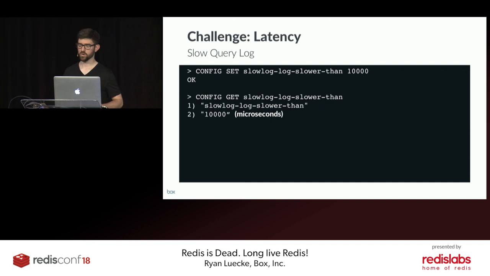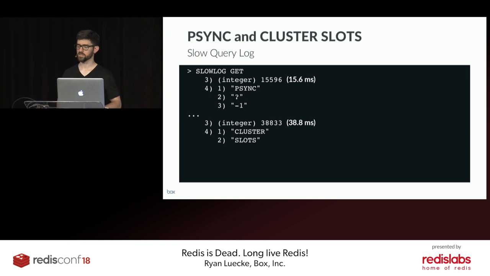Next, we enabled the slow query log on our Redis instances. And this can be configured to record events that take place in Redis that take longer than a certain amount of time, in this case, 10 milliseconds. When we did this, we then queried all of our masters to get their slow logs. And what we saw were two commands were taking longer than 10 milliseconds. One was psync at about 15 milliseconds.